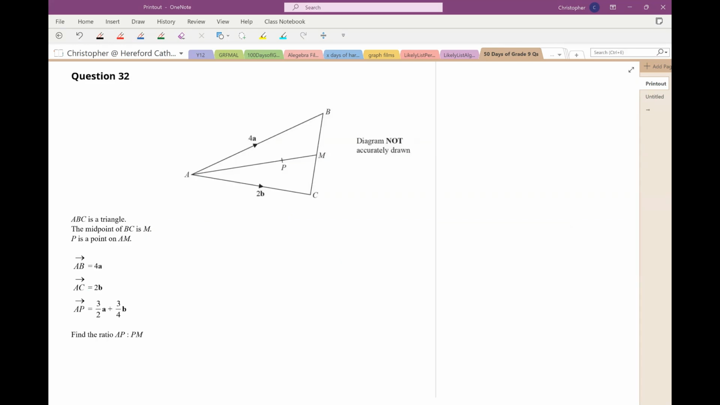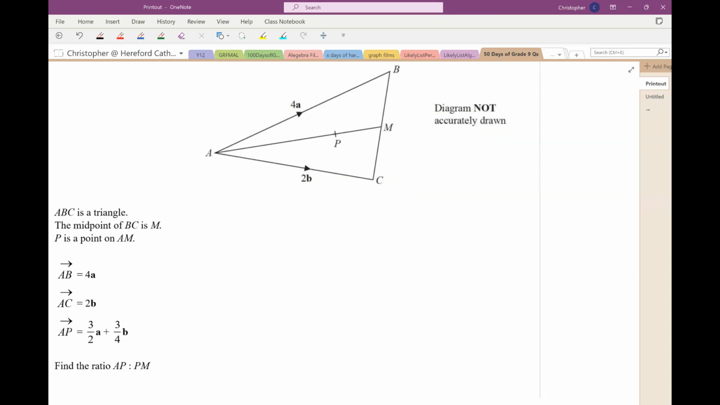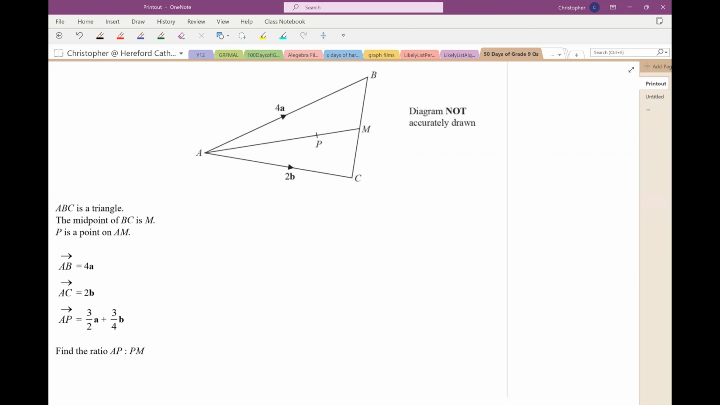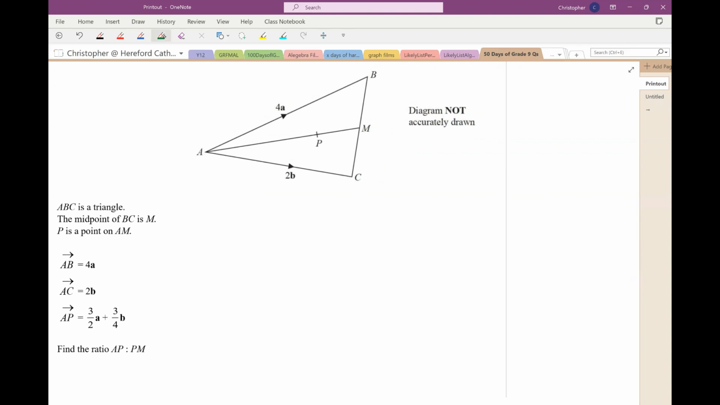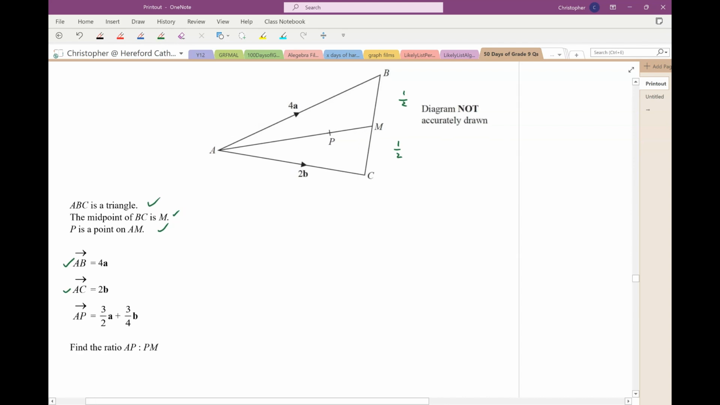Question 32 looks like vectors. Let's have a look. ABC is a triangle. Yes, that's marked there. The midpoint of BC is M. Okay, so that's a halfway there, right? P is a point on AM. Yes, it is, right. AB is 4A. That's marked. AC is 2B. That's marked. AP is that, right. Okay, find the ratio AP to PM.